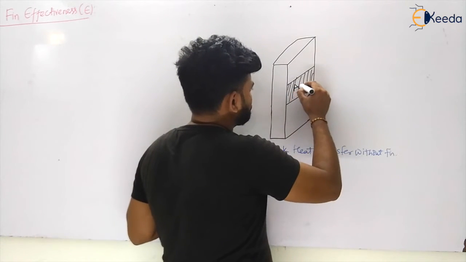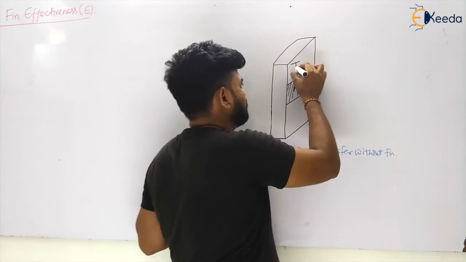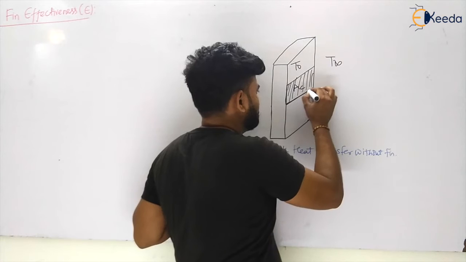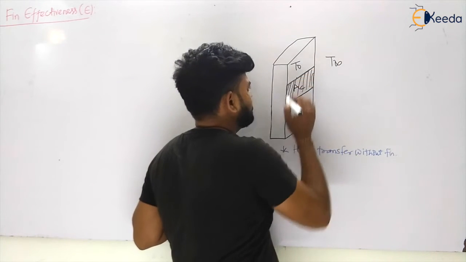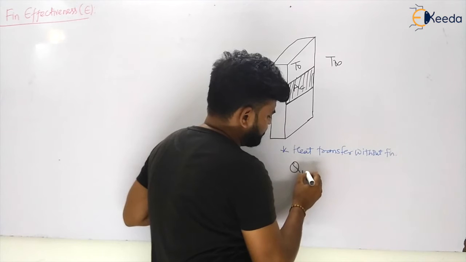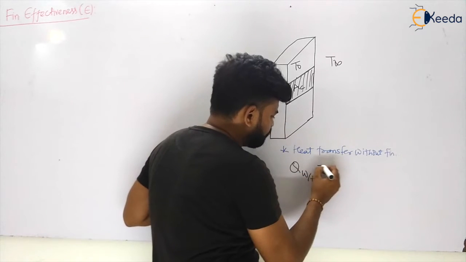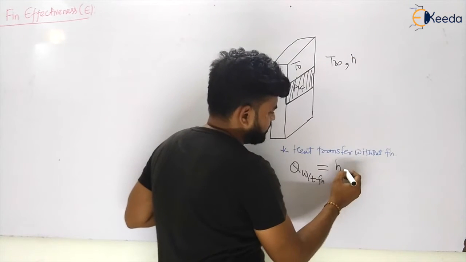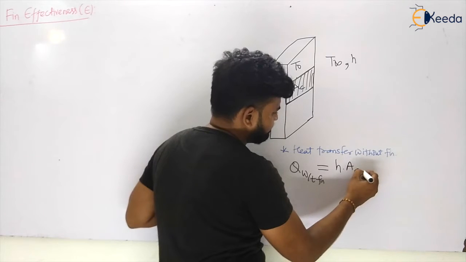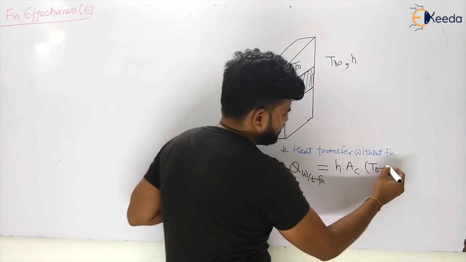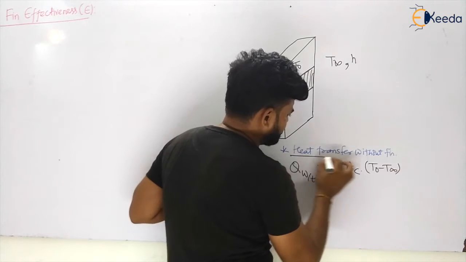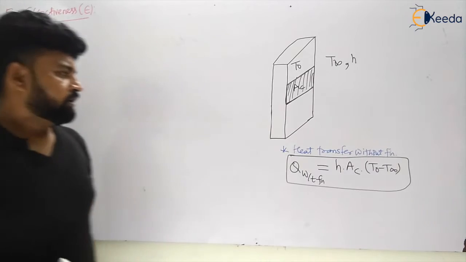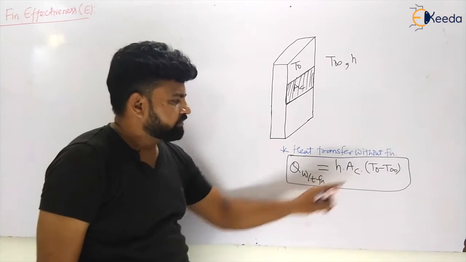This will be the area of cross section, my dear students. That is some temperature T naught, this is some temperature T infinity, and let us say this is some parameter P. So what will be the heat transfer? Q without fin will be given by h, the heat transfer coefficient, multiplied by the area of cross section Ac, multiplied by (T naught minus T infinity). So this will be the heat transfer without fin.